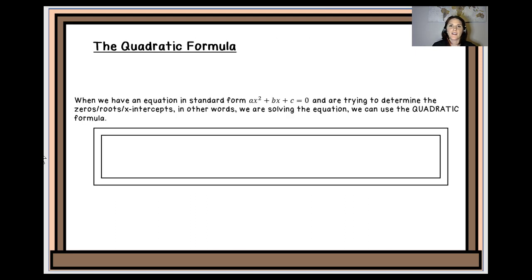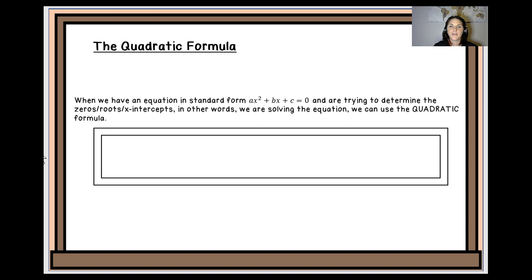We're going to use the quadratic formula when we have an equation in standard form, so that's ax squared plus bx plus c is equal to 0. And we're trying to determine the zeros, the x-intercepts, or the roots. In other words, we're trying to solve the equation. And so we're going to use this formula called the quadratic formula.